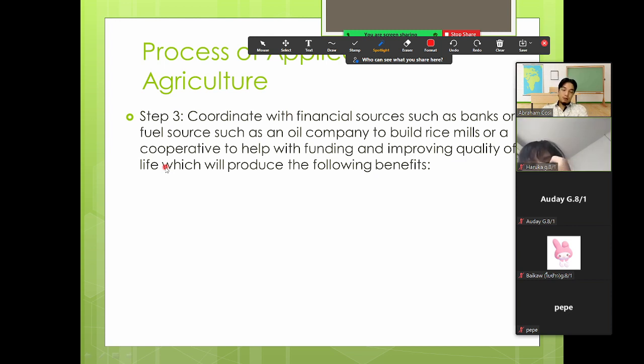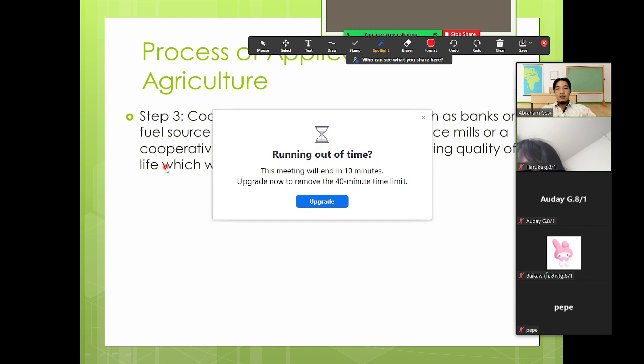So this was the thing I was talking about earlier. Coordinate with financial sources such as a bank or fuel source such as an oil company to build rice mills or a cooperative to help you with funding and improving quality of life, which will produce the following benefits. We have examples such as banks.